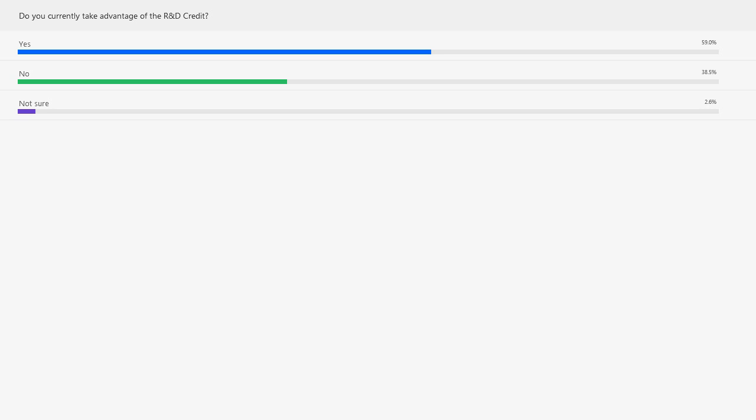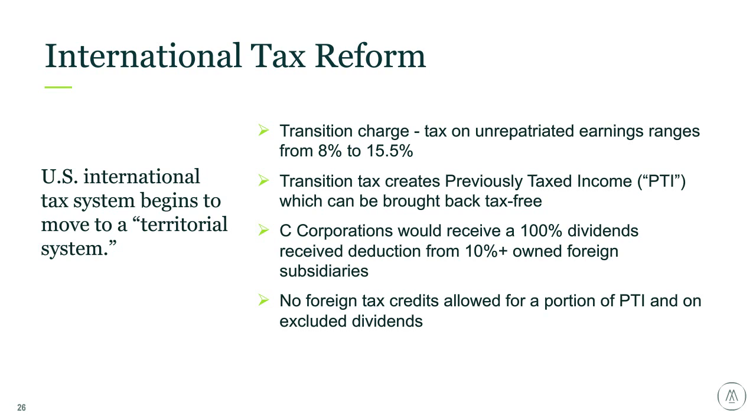So next up, we've got Roy, who is our international tax leader, and he's going to be diving into some international tax provisions. Thanks, Peter. So we're going to talk about a couple of the international tax changes that came into place.